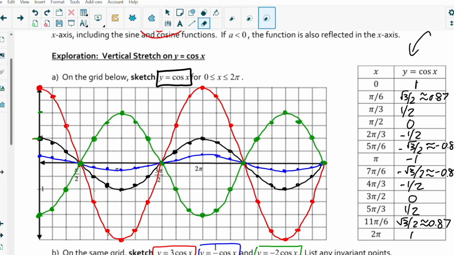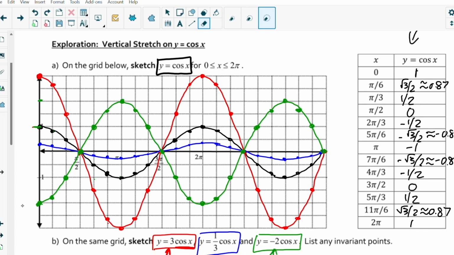So this is really nothing new. We knew this from our transformations unit, right? We know the A value is a vertical stretch about the x-axis of whatever function you're dealing with. In this case, for a sinusoidal function, this is a cosine function or the sine function, it will affect what's called the amplitude. So we have to now start calling it the amplitude. Okay?